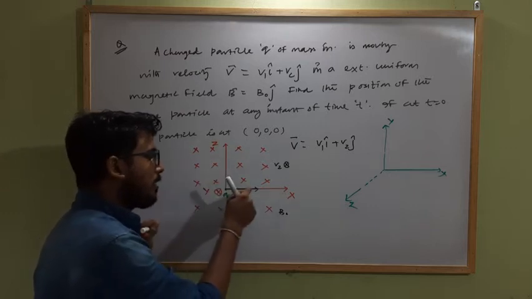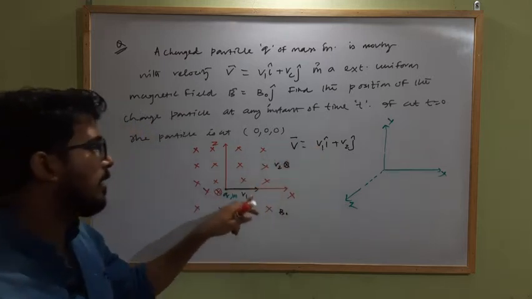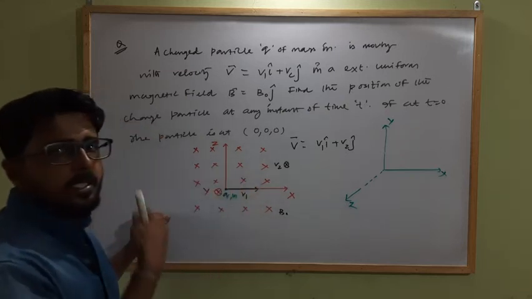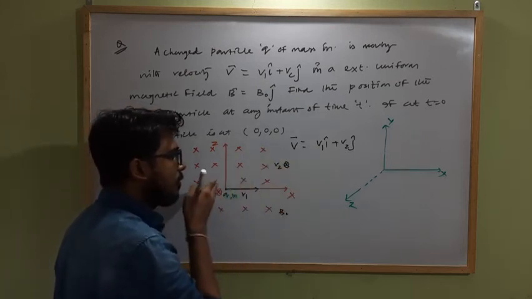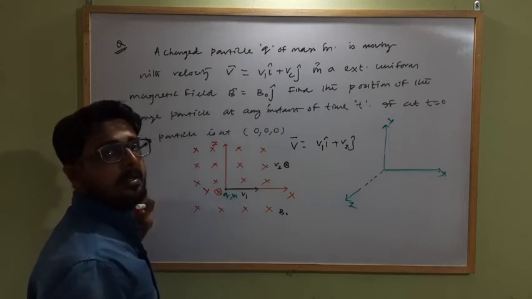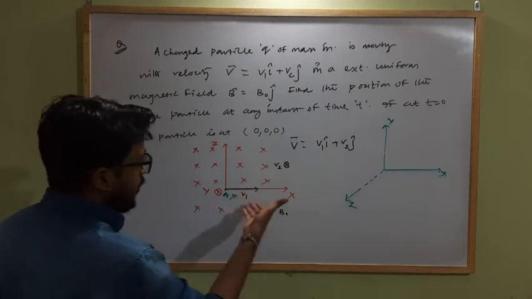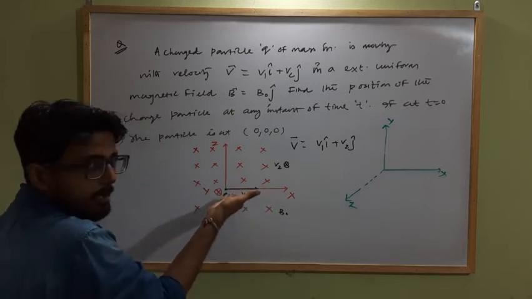But as the component of the velocity v1 is perpendicular to the direction of magnetic field, due to this the charged particle starts rotating in a circular path, and due to the component v2 it starts moving in a linear path. So the combination of the charged particle will be a helical path. Understood? Due to V1, the magnetic field is into the plane.